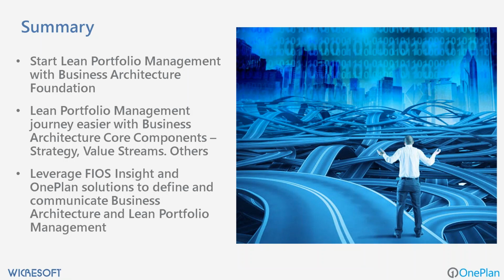So this is an opportunity for you to crystallize and make clear to the rest of the organization how the organization delivers value and how the organization defines its strategy. Your lean portfolio management journey is going to be easier if you focus on these business architecture core components. Today we highlighted the importance of strategy and value streams. There are other components that you saw that are part of business architecture, which again will make the implementation of lean portfolio management easier.